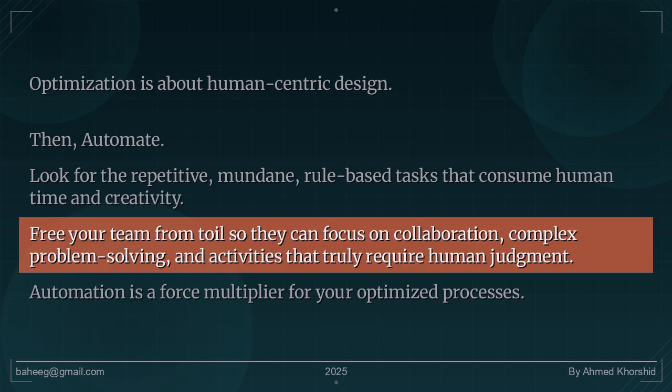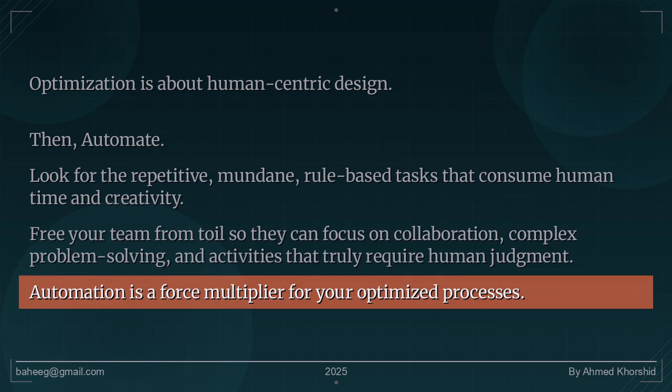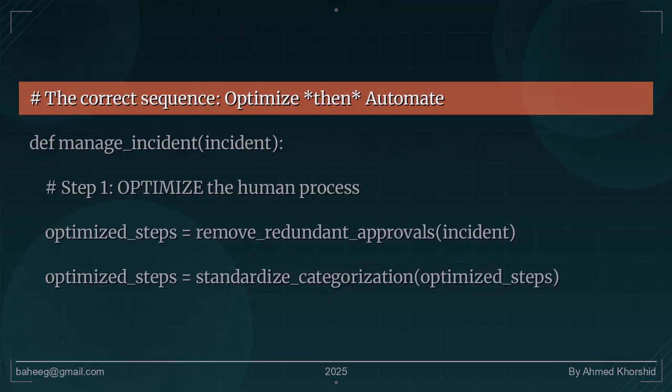Free your team from toil so they can focus on collaboration, complex problem-solving, and activities that truly require human judgment. Automation is a force multiplier for your optimized processes. # The correct sequence: optimize, then automate.